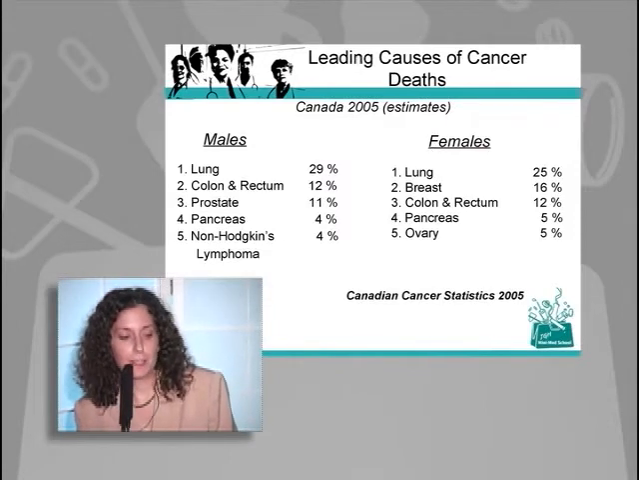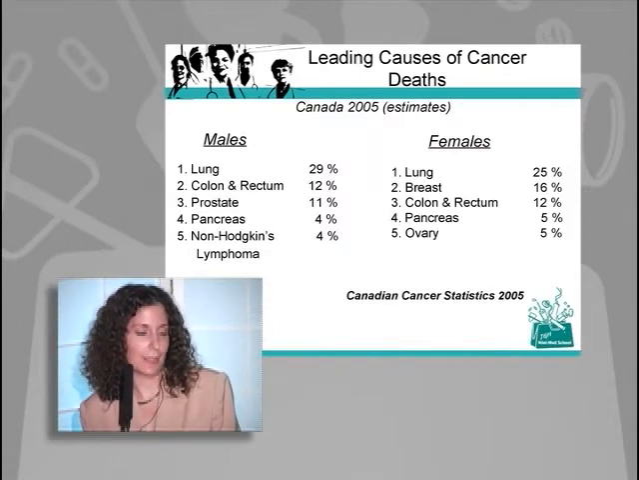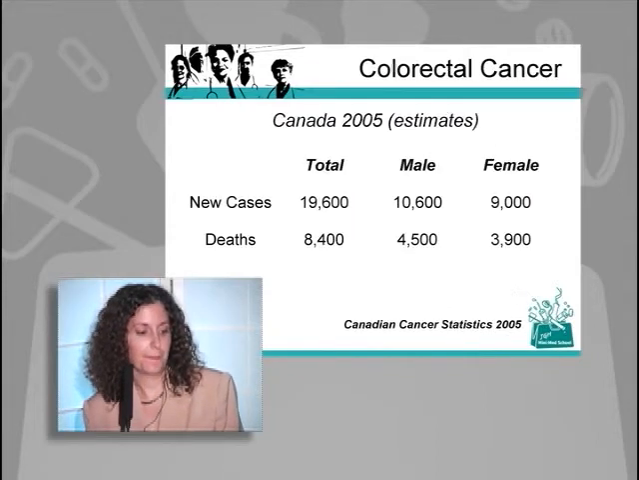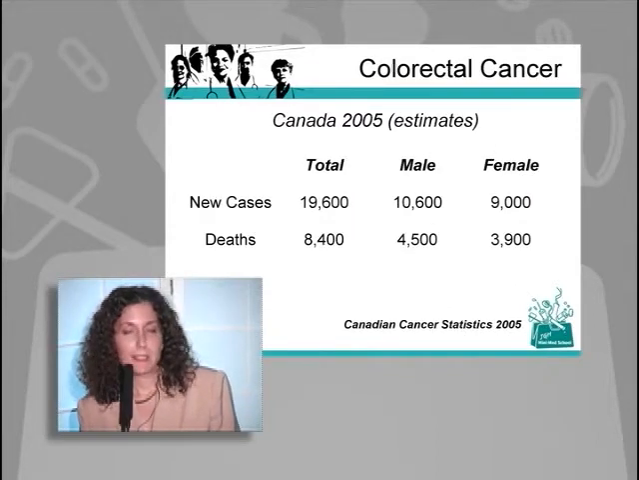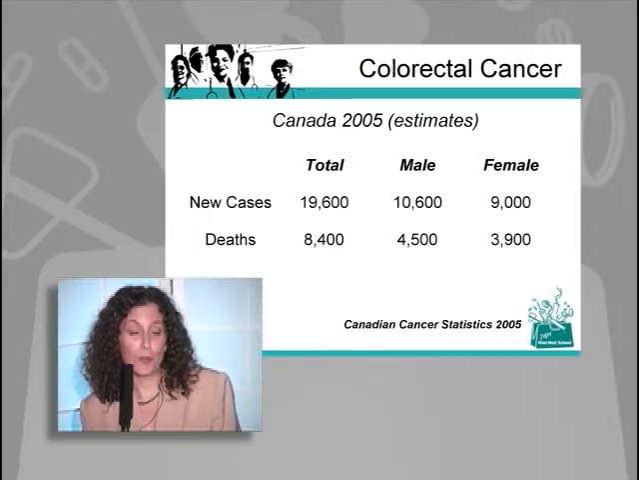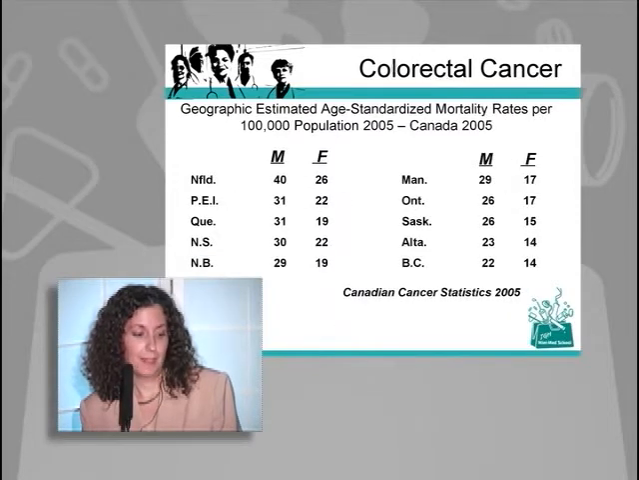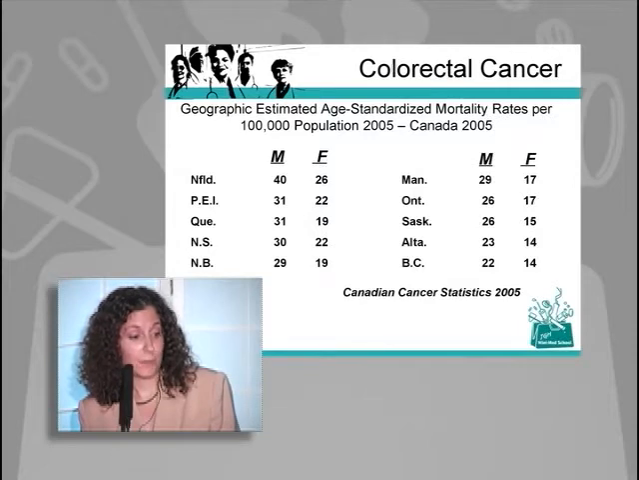If you look at the leading causes of cancer deaths in Canada in 2005, colorectal cancer was the second leading cause after lung in men and the third leading cause after lung and breast in females. It was estimated in 2005 that there would be at least 19,600 cases diagnosed and about half of them would die. And unfortunately, Quebec has the third highest rate of mortality from colorectal cancer compared to all other provinces, which is a fairly sad statement.